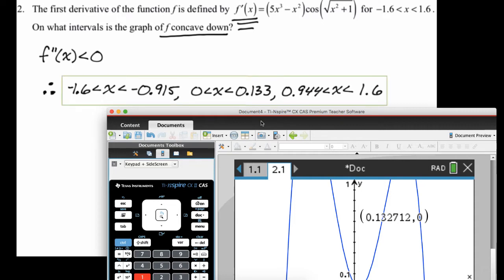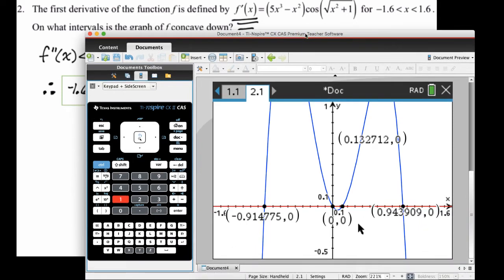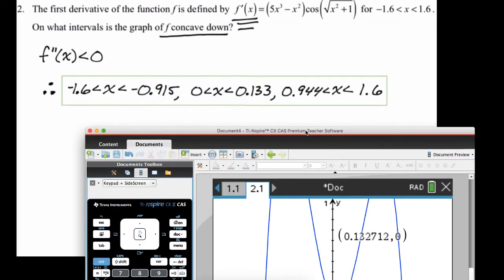I was given the first derivative. That's kind of a trick they like to use a lot, if you want to call it a trick. All right, let's move on to the next problem. Well, why should I cover it up? All right, let's move on.